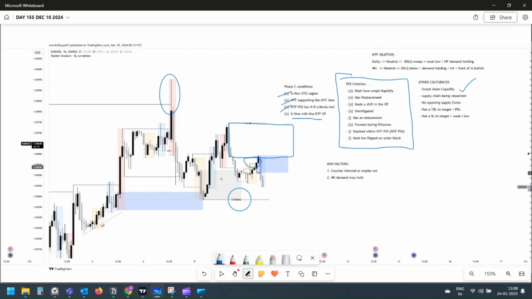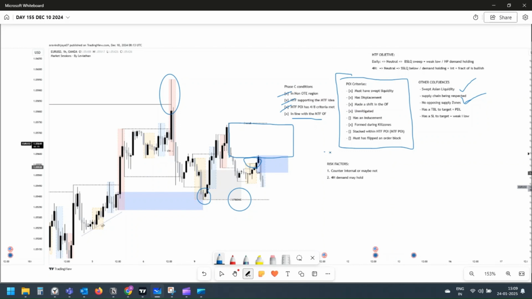Though the price is still in the 4 hour demand zone, within the 4 hour demand zone there is no H1 demand zone which can hold the price and push it up. So there is no opposing demand zone, and there is a timeless liquidity to target, that is the previous base blocks right here, and it has also got a structural liquidity, that is a strong internal low.